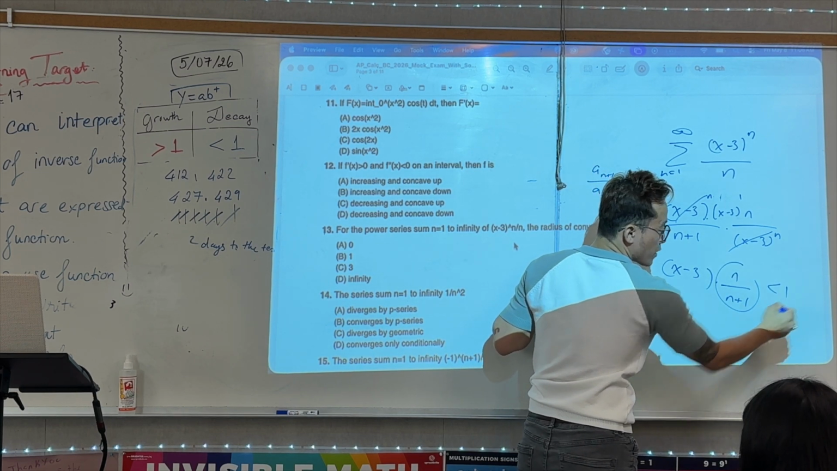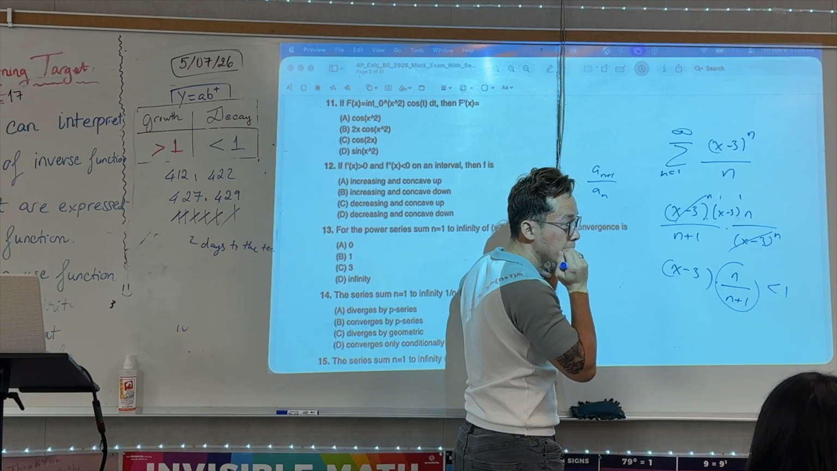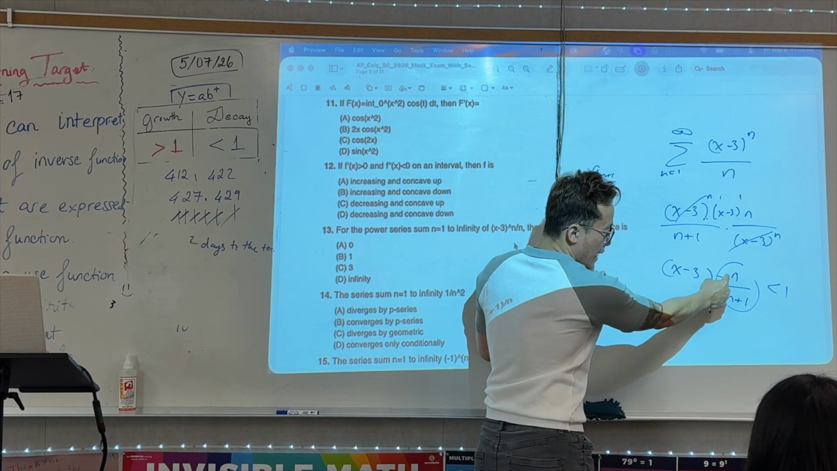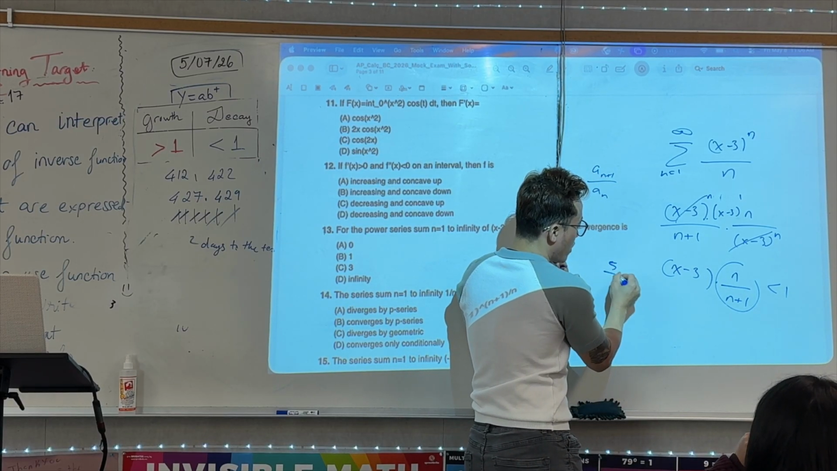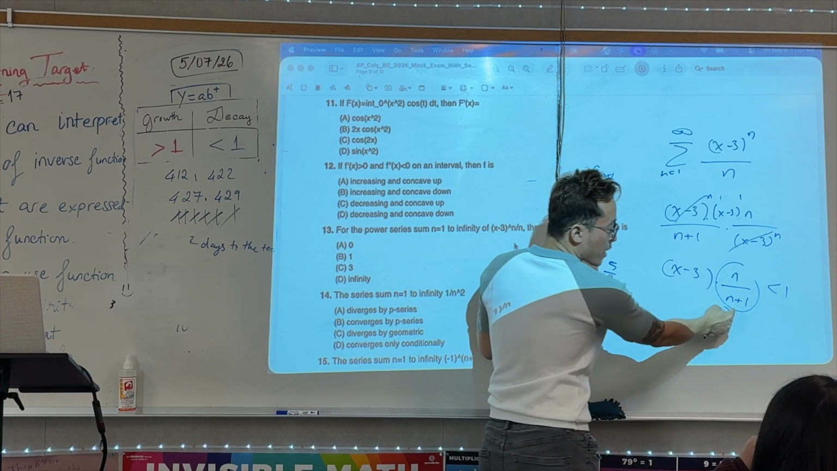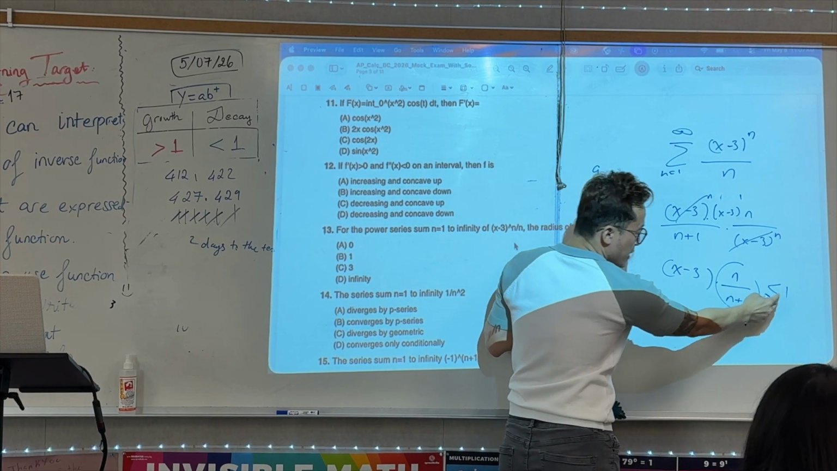Is this only less than 1? This is only less than 1, right? n over n plus 1, for example 5 over 6. Less than 1? The bottom is already bigger than the top. So this is less than 1 already.